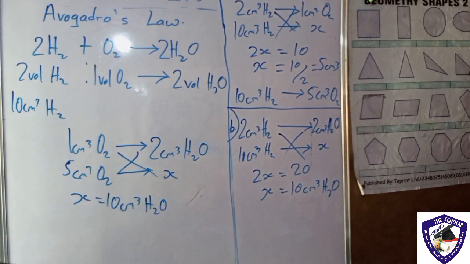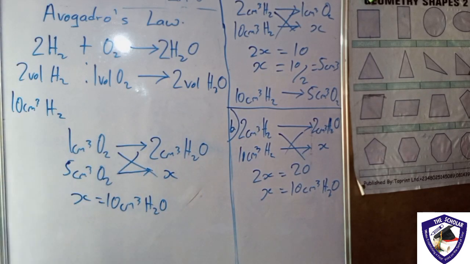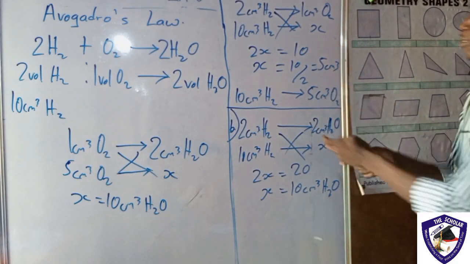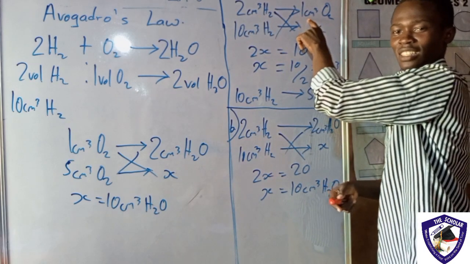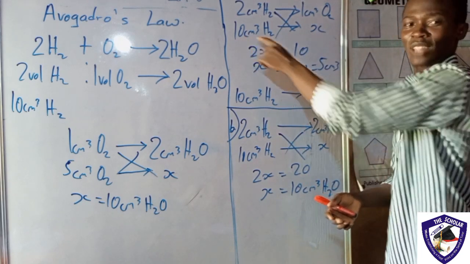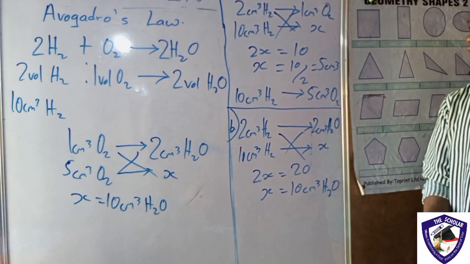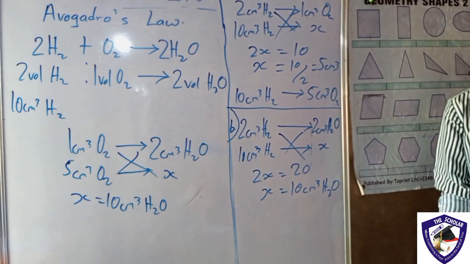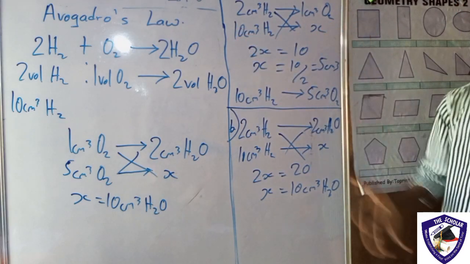For your JAMB, you don't need to start doing this. Once you know what you are doing, once you are able to calculate and get 10 centimeter cube, that's your answer. No need to come here and start showing this. Just take a look at this logic: 2 centimeter cube here is giving us 1. It's just like half. So 10 centimeter cube, without even calculating, should give us 5. Because in JAMB, there's no time. Once you look at it, 2 centimeter, 1 centimeter, and they give you 10 centimeter, you should know that your X is equal to 5. If they give you 20 centimeter cube, you should know that your X is 10 centimeter cube.